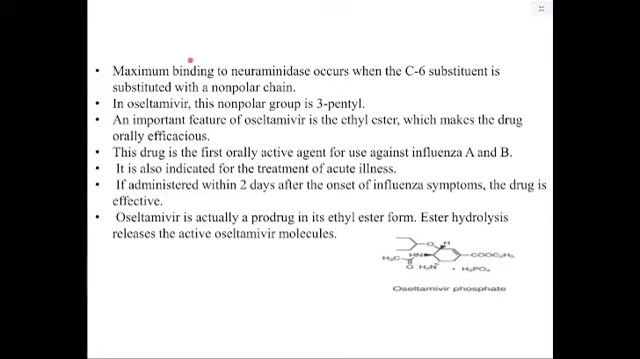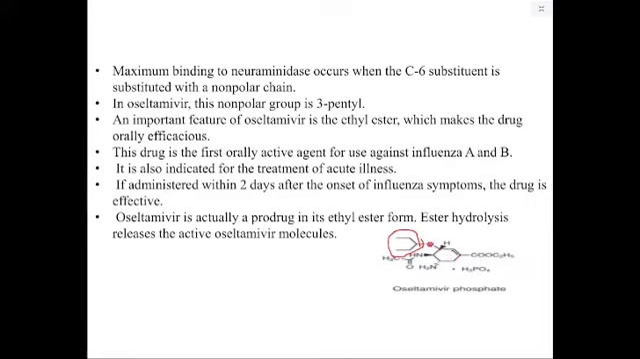Maximum binding to neuraminidase occurs when the carbon-6 substituent is substituted with a non-polar chain. If you look at this drug, this is the chain we are talking about here. That one there. It is at the 3 position. We give the carboxylic group first priority, position 1, position 2, position 3. So you can see that this non-polar group is a 3-pentyl group.